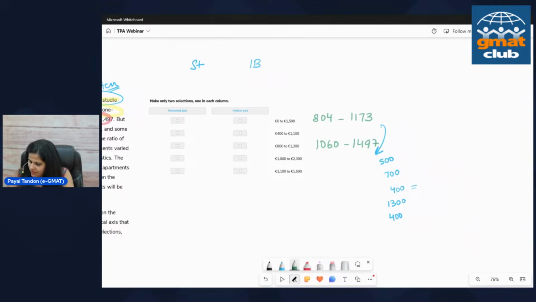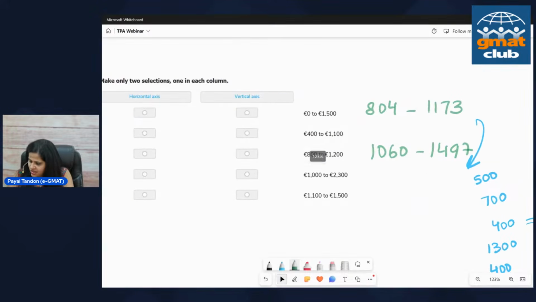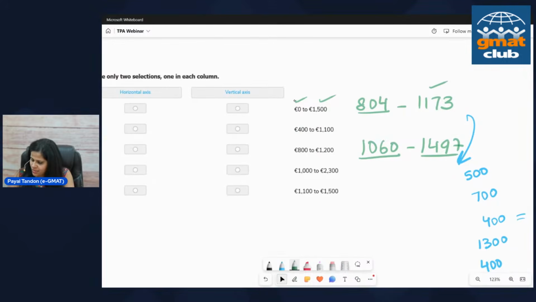What you have to do is figure out if each of these ranges fit. So 804 meets over here, right? 1500, absolutely. How about 1060? Absolutely, this also meets here. 1497 also meets here, which means that this is the correct answer. Again, what I'm doing over here is checking whether this range covers each one of these points. And this range does cover each one of these points.